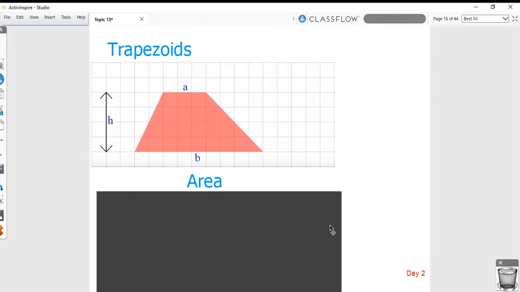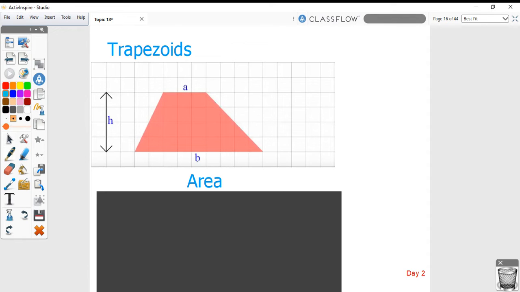All right, everybody. We are looking right now at day 2 of our topic 13 notes, and that means we are dealing today with trapezoids. Trapezoids, if you will remember, are a quadrilateral, so that means they've got 4 sides, and two of the sides, as you can see on this example one right here, are parallel to each other. So those two sides, the ones that are parallel, are what we call the bases.